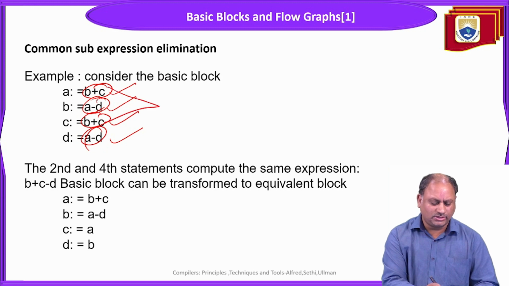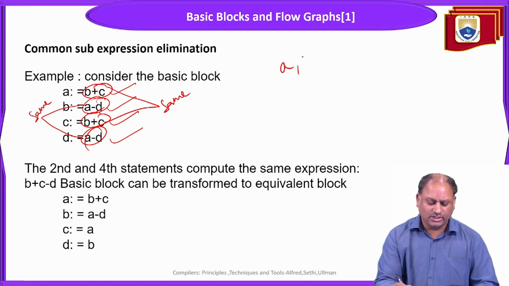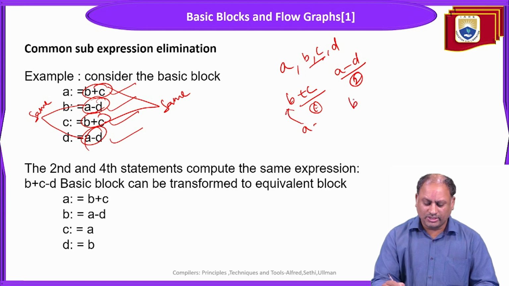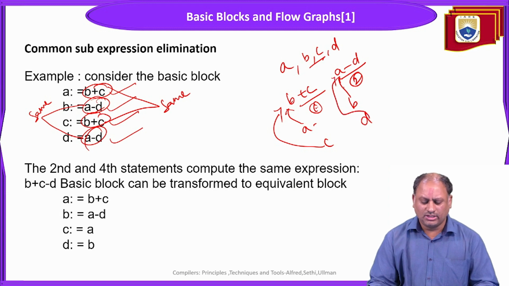That means we are performing the same computation twice. With variables A, B, C, D, we perform B plus C the first time and assign it to A, and A minus D the second time and assign it to B. But B plus C is computed again for C, and A minus D again for D. So there is repetition of the computation.